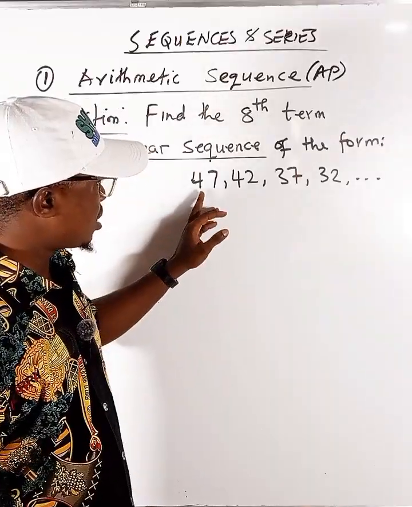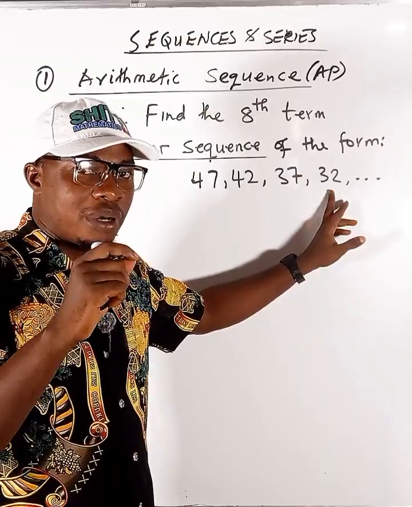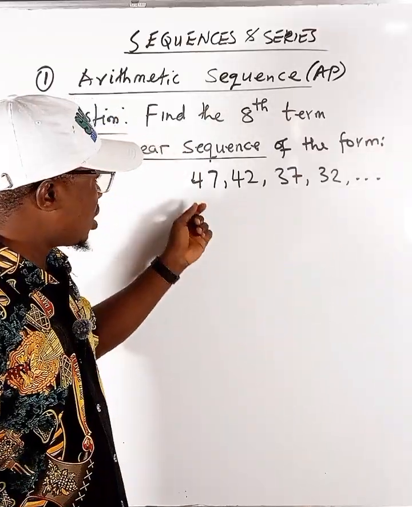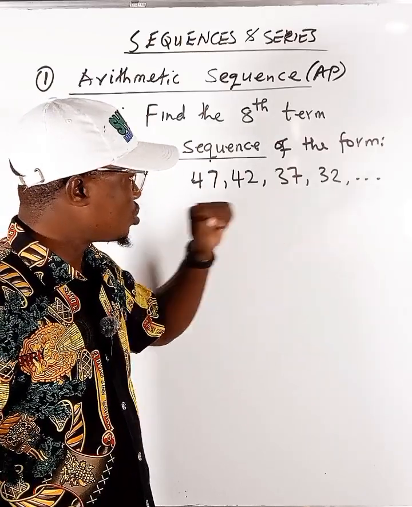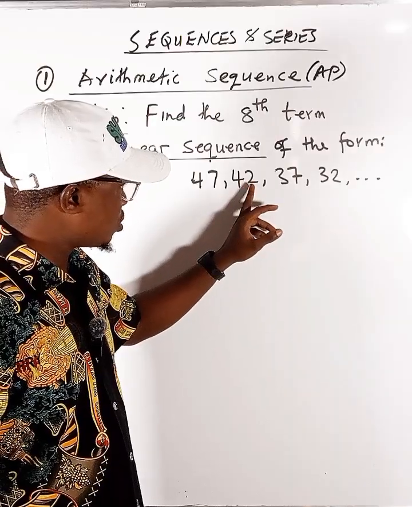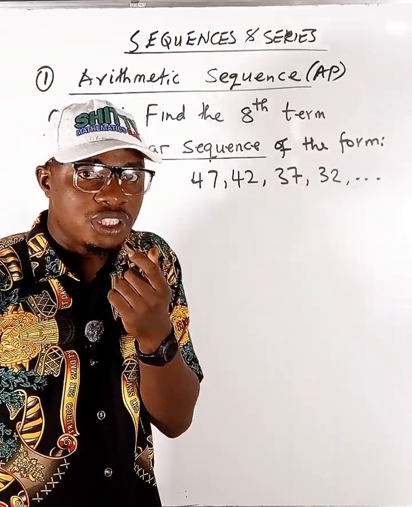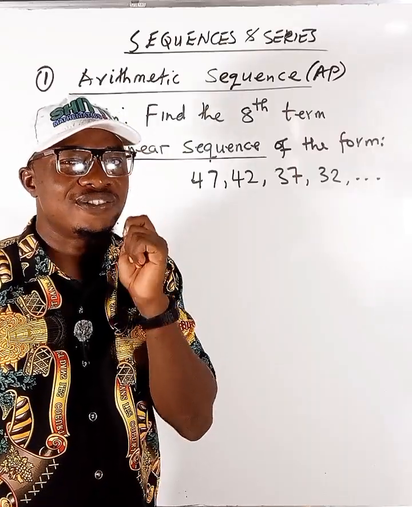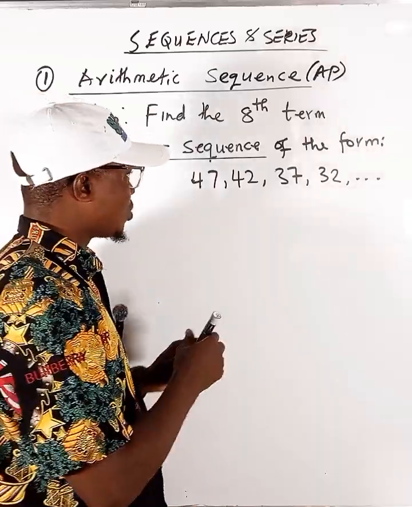Now when you look at the pattern here, you will see a particular pattern. You see how this moves. We have 47, 42, 37, 32. If you look at the difference between 47 and 42, between 37 and 32, you'll see that we have a common difference. So in an arithmetic sequence, there's something very important, and that is the common difference. They are going to have the common difference.